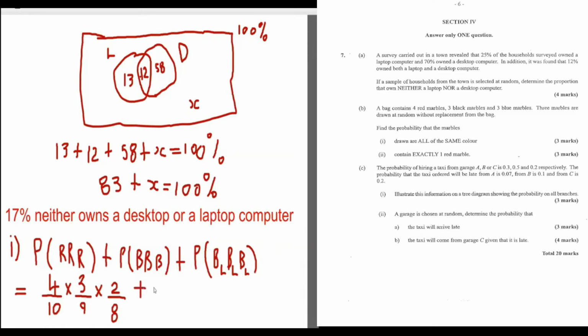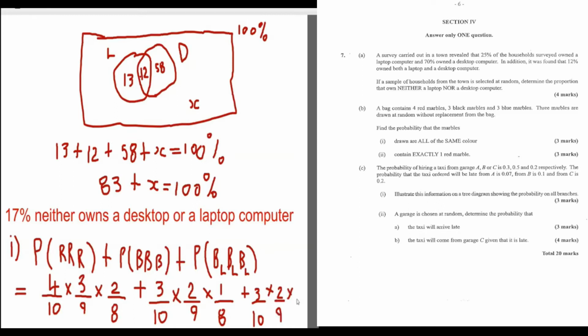Plus the probability of getting black, black, black. You have 10 marbles and you take out a black. The chance is 3 out of 10. After you take out that black, you have 9 marbles left, and if you take out another black, there's 2 more in there, so it's 2 out of 9. When you take out that black, there's 8 marbles left, but only 1 black. So the chance of getting the last black is 1 out of 8. Plus, it's going to be the same for the blue: 3 out of 10 times 2 out of 9 times 1 over 8.